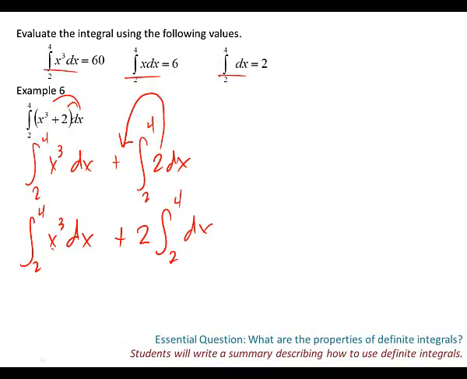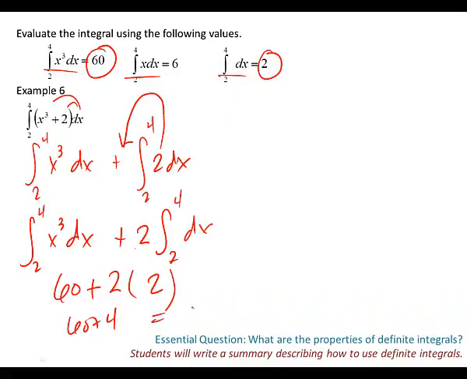Okay, so what am I allowed to replace the x cubed dx with? What number? 60, good. The 2 is going to drop down. What are we going to replace the dx with? 2. 2 times 2 is? 60 plus 4 is? 64. See, not too bad today, right? We've only got 2 left.